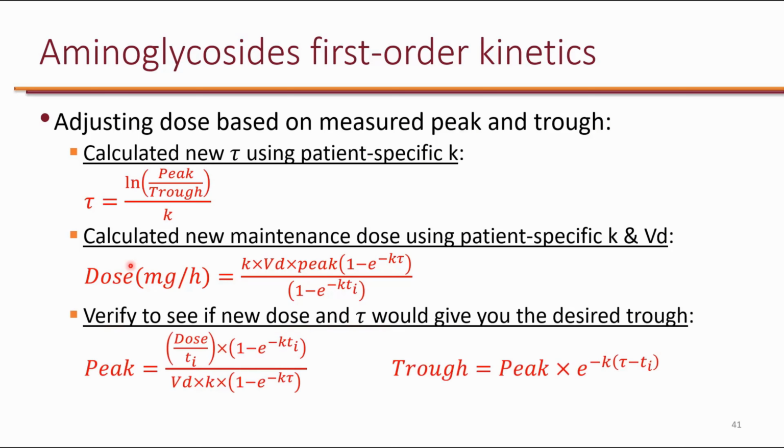Once we get the dose and tau, then we can actually verify to see if the new dose and frequency is going to give us the peak and trough that we want. So we can actually use this to estimate what peak we can expect from this dose and frequency. So you plug it in and it will tell you what the peak is, and then you use this peak here to see what trough it would give you. And that's how you verify to see if the dose and frequency that you're about to recommend is actually going to give you the goal peak and trough.